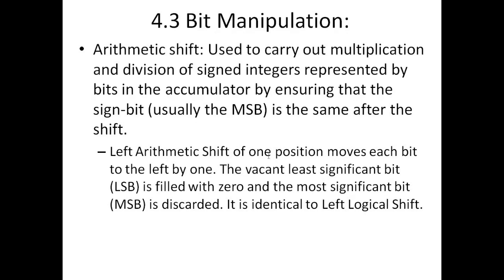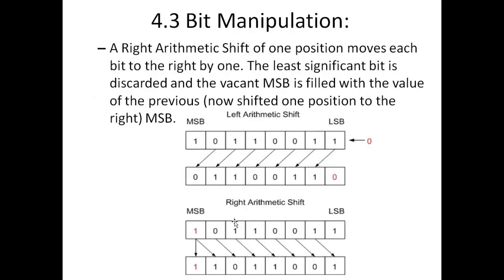What the left arithmetic shift does, a left arithmetic shift of one position moves each bit to the left by 1, and the vacant least significant bit is filled with 0, and the most significant bit is discarded. It is very much identical to the left logical shift. A right arithmetic shift of one position moves each bit to the right by 1. The least significant bit is discarded, and the vacant most significant bit, or the vacant leftmost bit, is filled with the value of the previous bit.